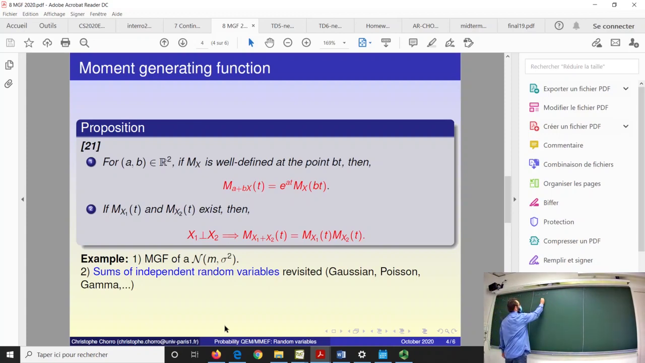If I have X1 that follows the normal with mean m1 and variance sigma 1 squared, if I have X2 that follows the Gaussian with mean m2 and variance sigma 2 squared, if I suppose them to be independent, I want the distribution of X1 plus X2.